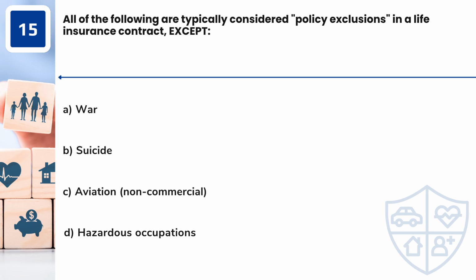Question 15. All of the following are typically considered policy exclusions in a life insurance contract, except A. War. B. Suicide. C. Aviation, non-commercial. D. Hazardous occupations.